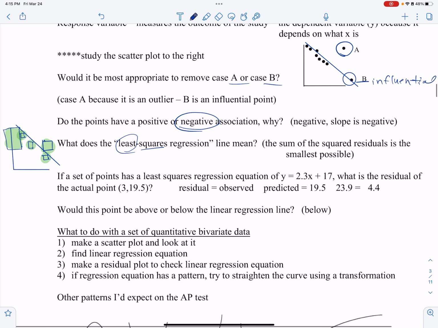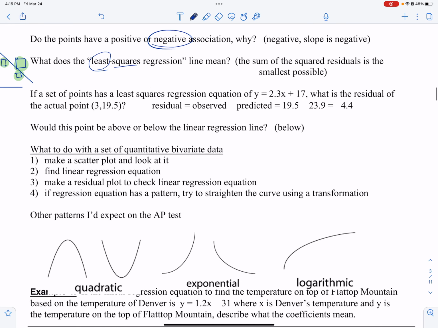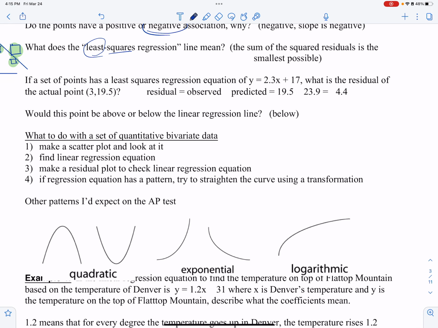Remember, you have a set of points, has a least squared regression line of, this should say y hat equals 2.3x plus 17. What is the residual of the actual point? Remember, residual equals observed minus prediction. I like to say actual, so I can say RAP. Residual equals actual minus predicted.